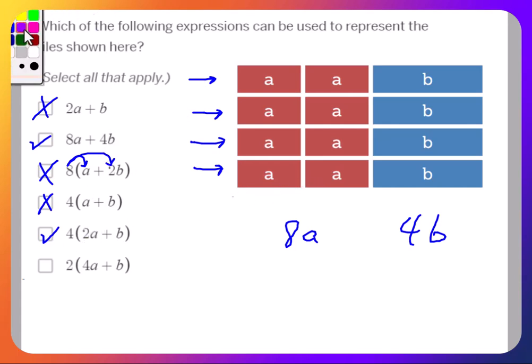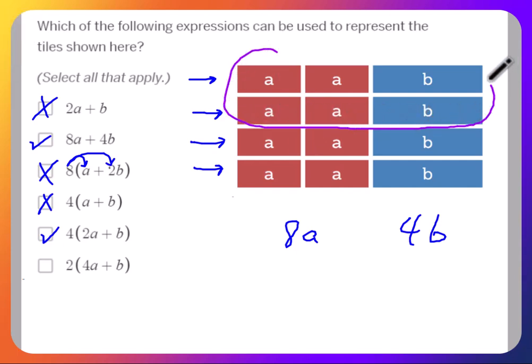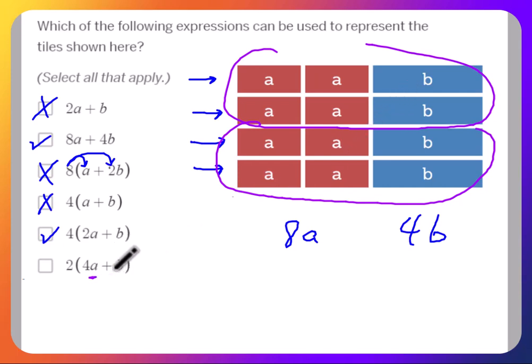Okay, what about 2 groups of 4A plus B? Well, can I split this evenly into 2 groups? Sure. Here's 1 group, and here's 2 groups. So how much do we have in each group? I have 4 A's, which is true, 4 A's, but I have 2 B's. This only shows 1 B, so that's not equivalent.